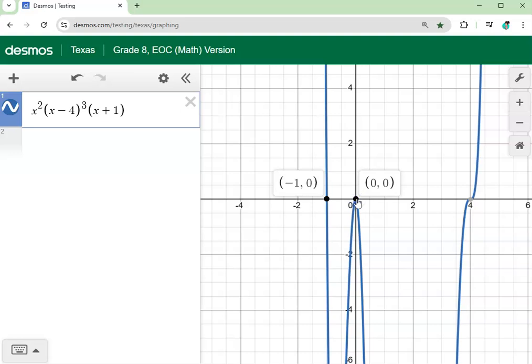Here, we have our multiplicity of 2, which is why it bounced. And here, we have multiplicity of 3, which is an odd multiplicity, making your graph cross the x-axis.